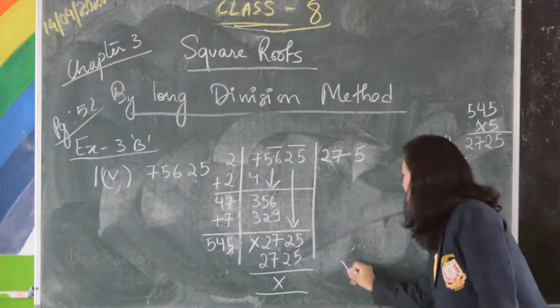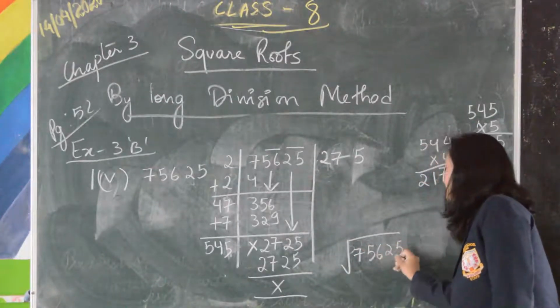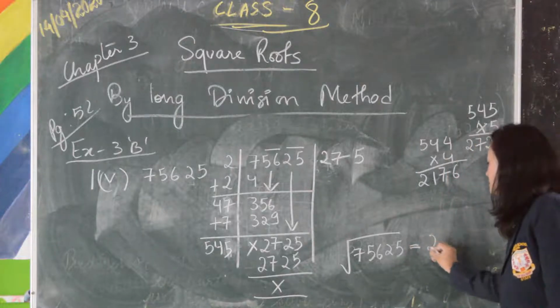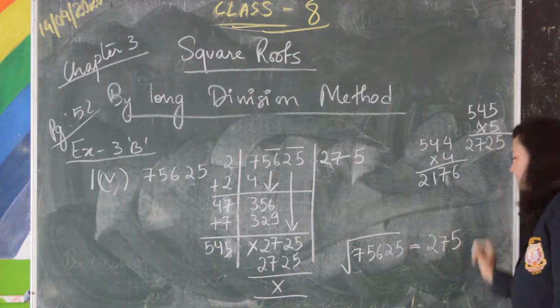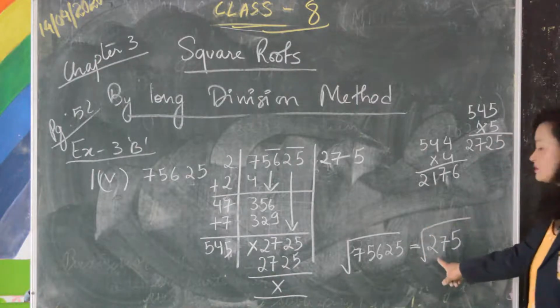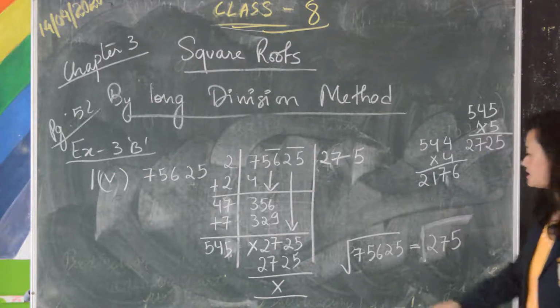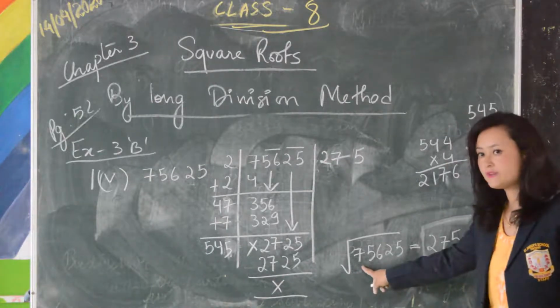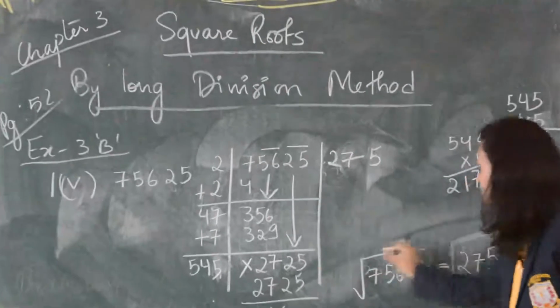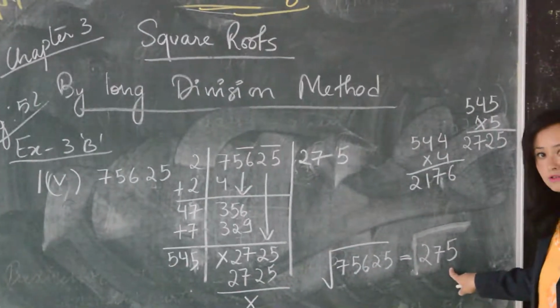So what is the square root of 75625? The answer will be 275. And please remember, you don't put the square root symbol in the answer. This is only for the question. Since we are finding the square root of 75625, you put the symbol of square root in the question, not over here in the answer. Okay?